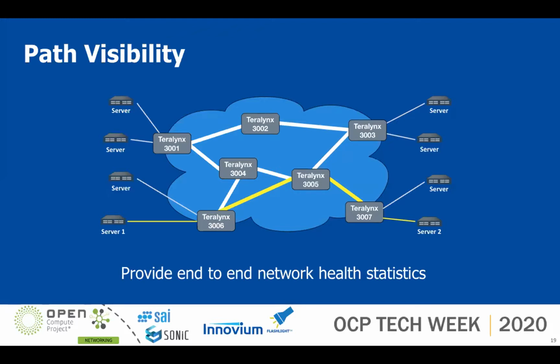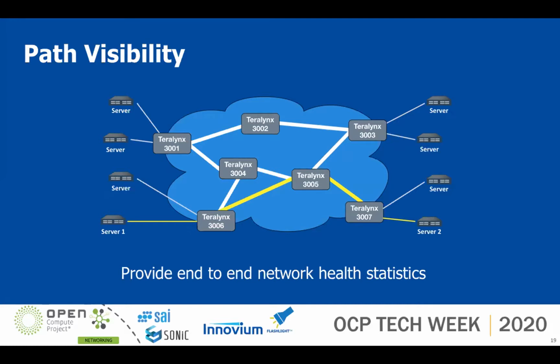Data center operators can decide what types of flows they want to monitor using IPT. For example, you may wish to obtain path telemetry information only for RTP traffic between server 1 and server 2. Based on user configuration, the Teralink switch automatically generates probe packets at the first hop switch, in this case, 3006. The auto probe packets follow the same path as a tracked flow.